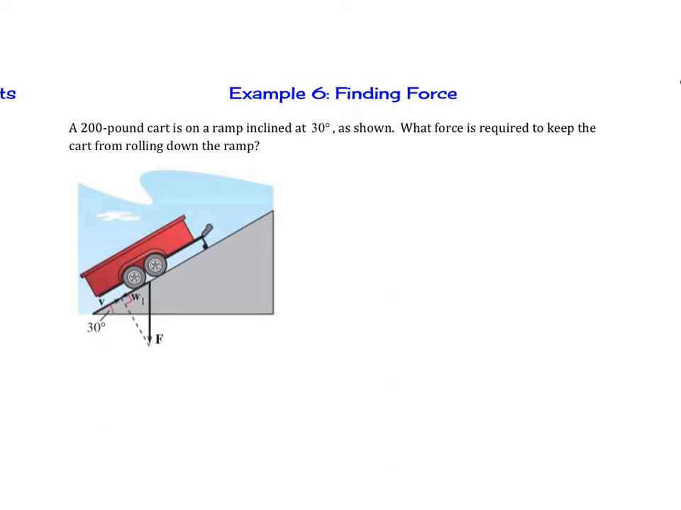A 200-pound cart is on a ramp inclined at 30 degrees. So here is our 30 degrees. And then the force is the force due to gravity. It's important to know what that is: vertical and downward. Okay, vertical and downward, so you know what you are labeling.